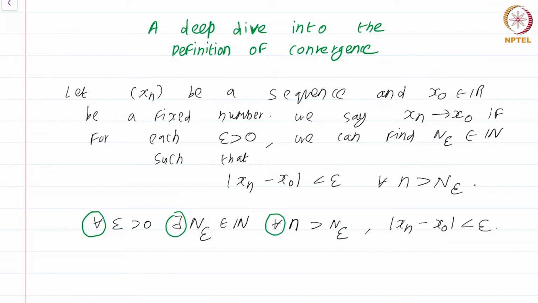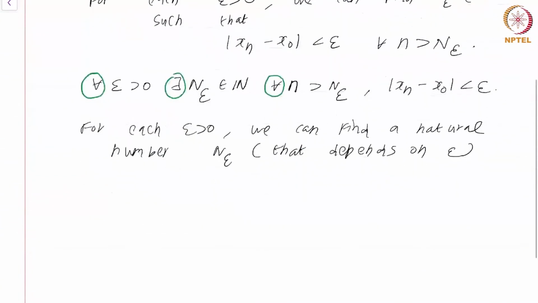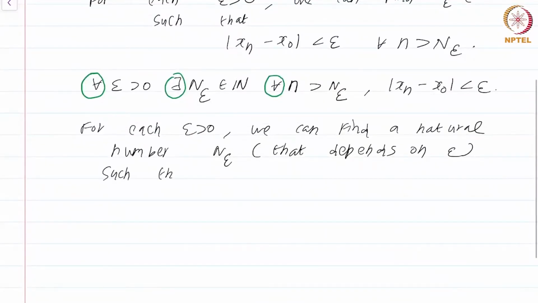Okay. Now, it's an interesting exercise to translate this back into the original language, that of English. What is this saying? Well, for each epsilon greater than 0, we can find a natural number N_epsilon that depends on epsilon. That's crucial. That depends on epsilon such that whenever n is greater than N_epsilon, we have |x_n - x_0| < epsilon.